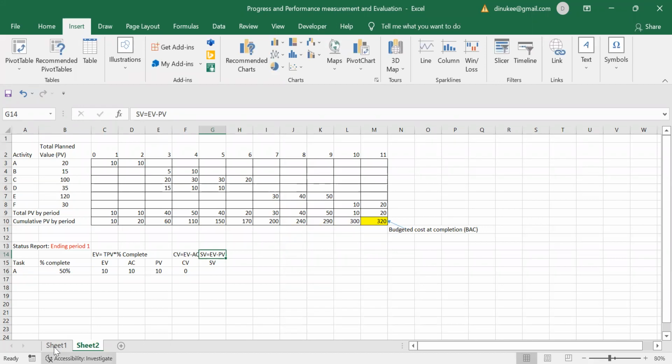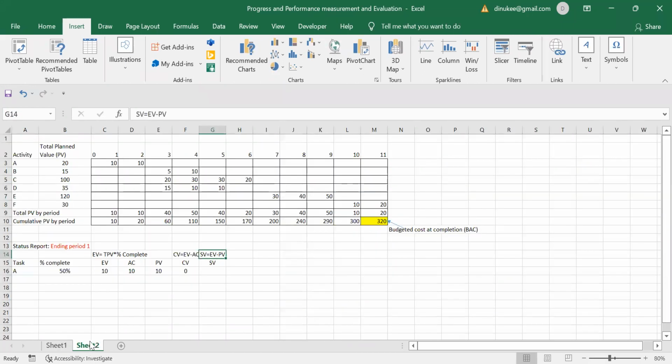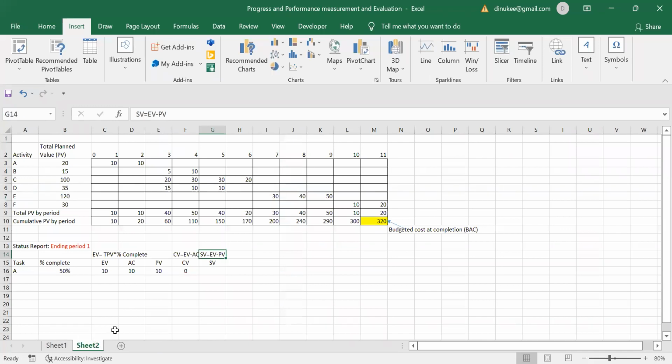So let's see the definition. Schedule variance presents an overall assessment in dollar terms of the progress of all work packages in the project schedule to date. So in the project schedule to date, we are seeing whether there is any schedule variance, right? In this explanation, those are not actually clear for you. That's why I have decided to go with the calculation, right?